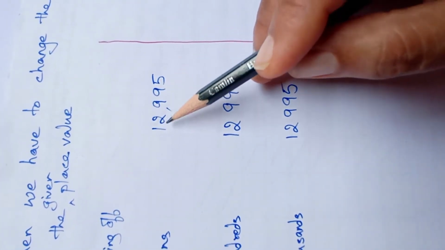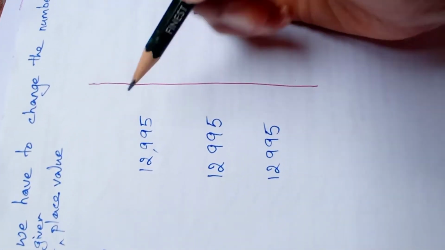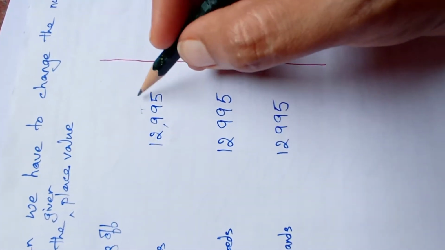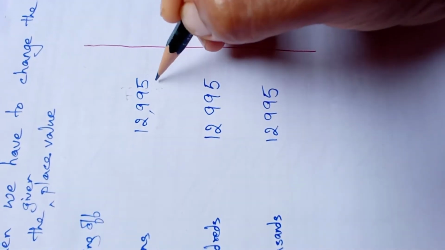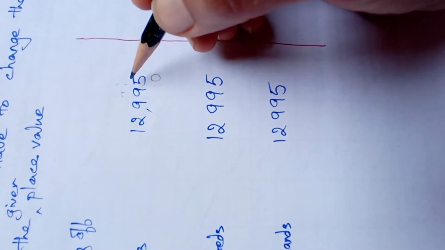12,995, first thing we have to do is to locate the tens, right? So here is the tens. After this tens, you take a small partition, and beyond this partition it is always 0 when you round. Yes or no? Can you see?